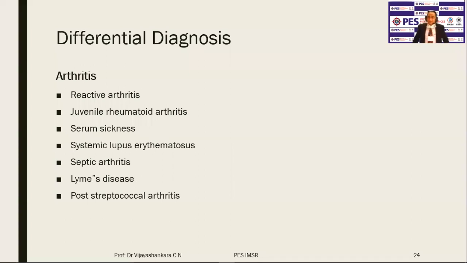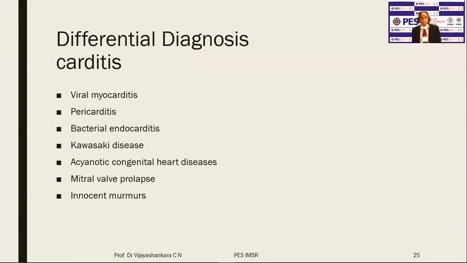The differential diagnoses are many. Each thing has to be considered separately. For arthritis, there is reactive arthritis, juvenile rheumatoid arthritis, serum sickness, systemic lupus erythematosus, septic arthritis, Lyme disease, post-streptococcal arthritis. These are all some of the differential diagnoses. Then for carditis: viral myocarditis, viral pericarditis, bacterial endocarditis, Kawasaki disease, acyanotic congenital heart disease, mitral valve prolapse, innocent murmurs. They all come into the differential diagnosis of carditis.